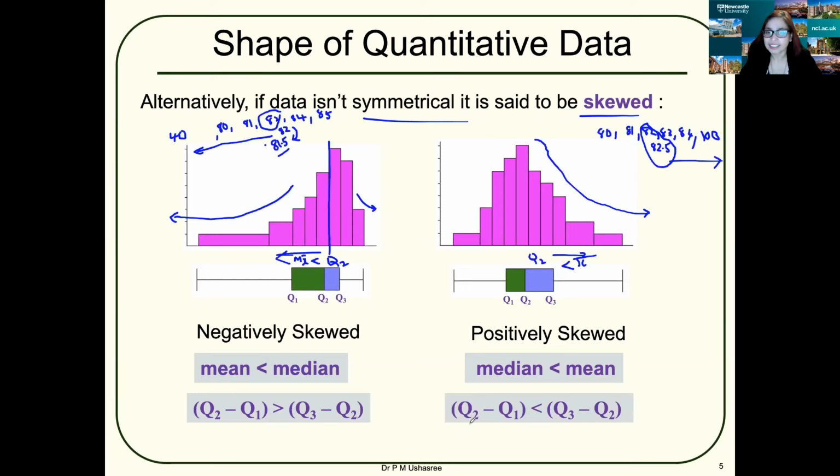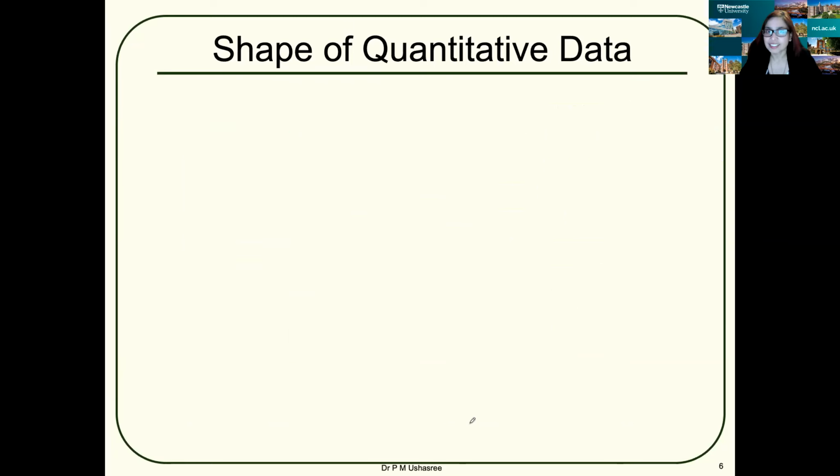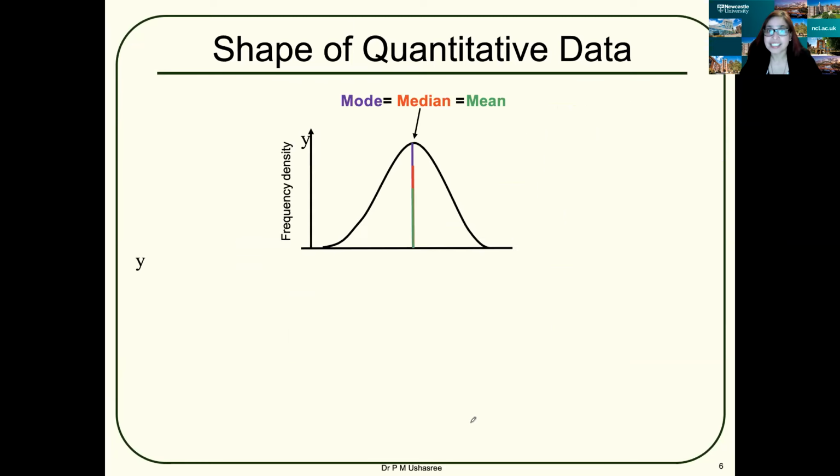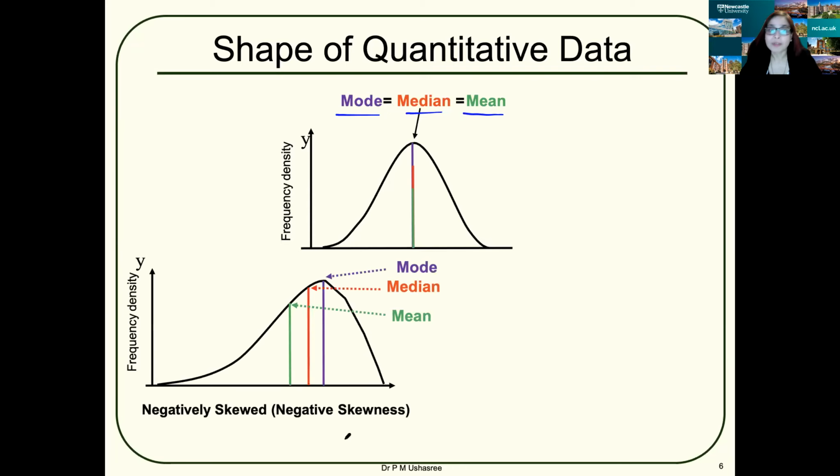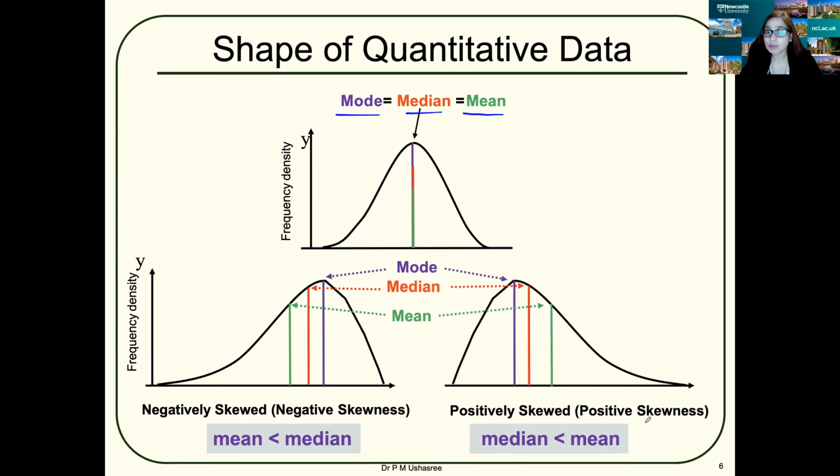Okay. So we can summarize this as: for a symmetrical data, mode is equal to median is equal to mean. For a negatively skewed data, the mean is smaller than the median, while for a positively skewed data, the mean is greater than the median.